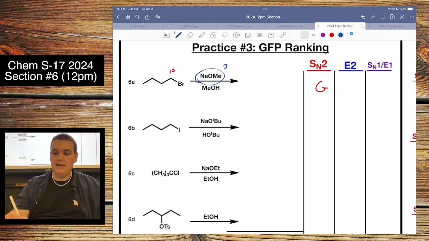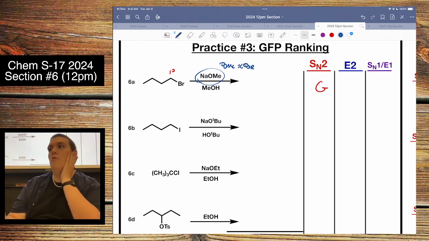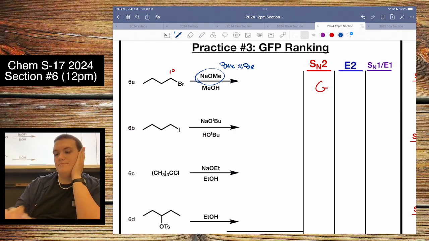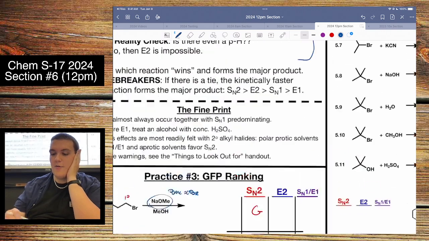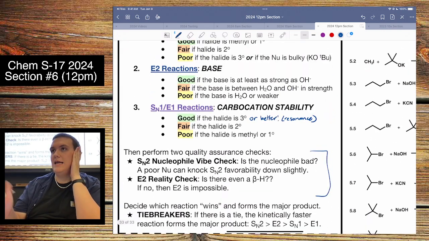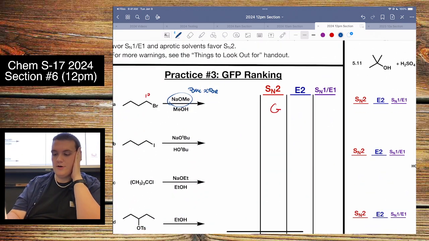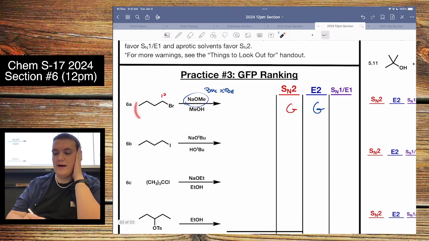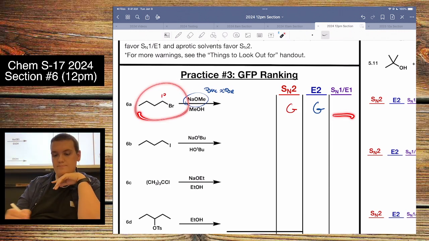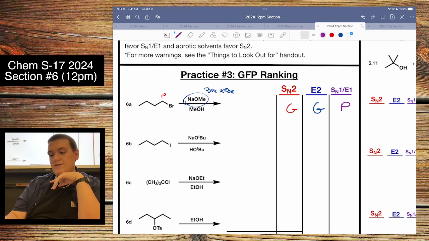So this is OMe minus, which is like an OR minus. Is that a good, fair, or poor base? Good, yeah. So we say OH minus or stronger is a good base, and OR minus is just like OH minus. They're around the same level. So good. And then SN1E1, we look at the alkyl halide. It's primary. So is it good, fair, or poor? Poor. So then we have a tie between SN2 and E2. Who wins? SN2.